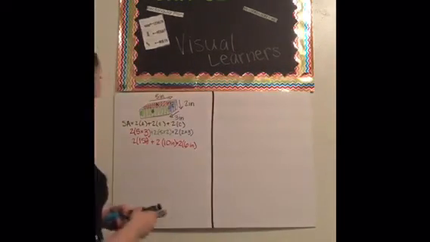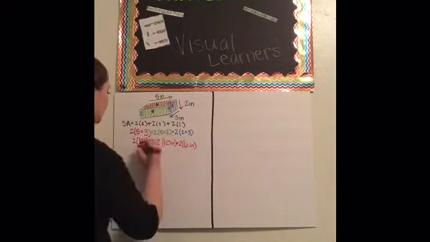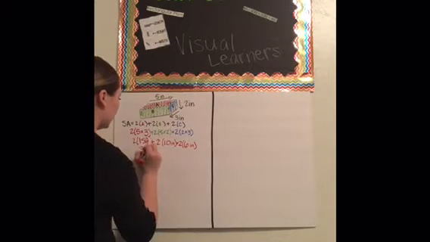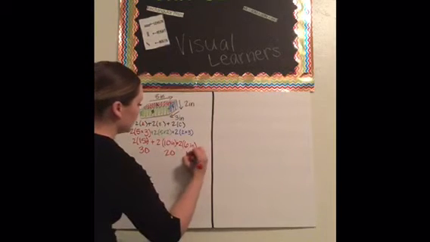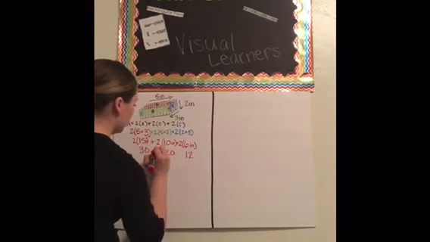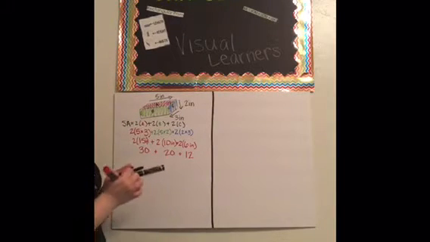So we can go ahead and just calculate that out. So we've got 30, 20, and 12. And I still forgot to change colors.